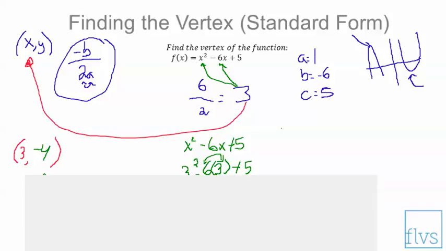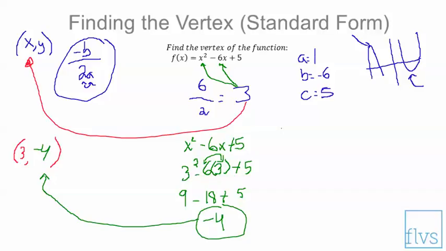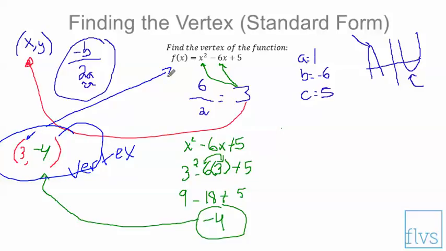Therefore, change colors. This whole thing right here is my vertex. The vertex is nothing more than your axis of symmetry value and your y value that you got when you plugged the x value into your function. And there you go. You got your vertex. So the highest point or lowest point of this particular function would be (3, -4).